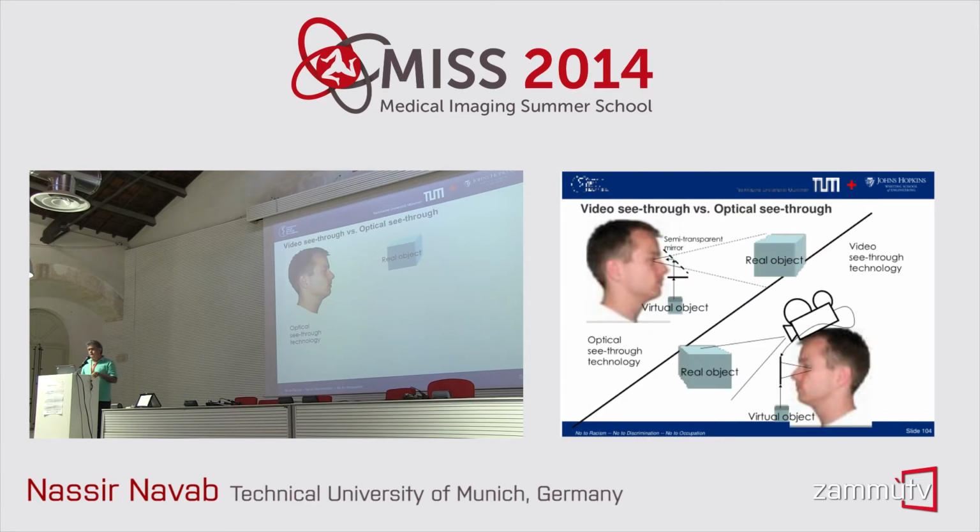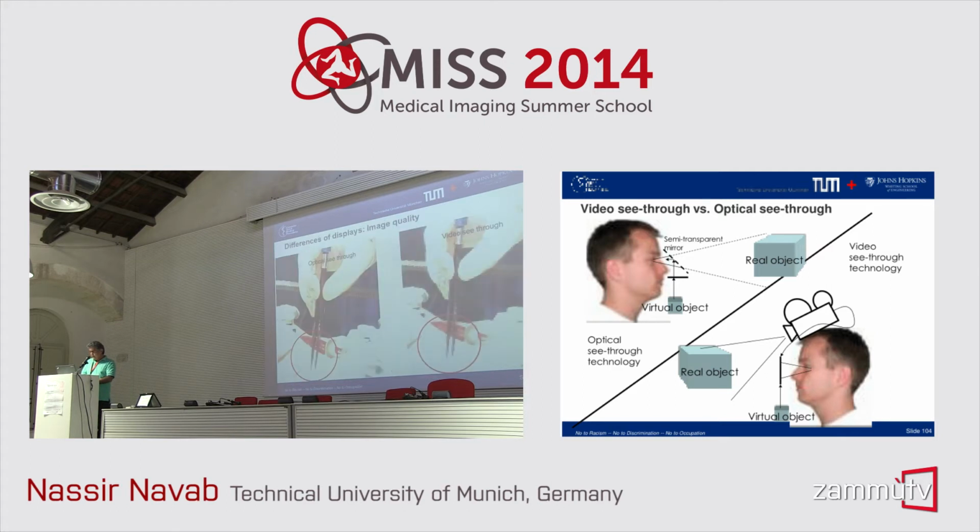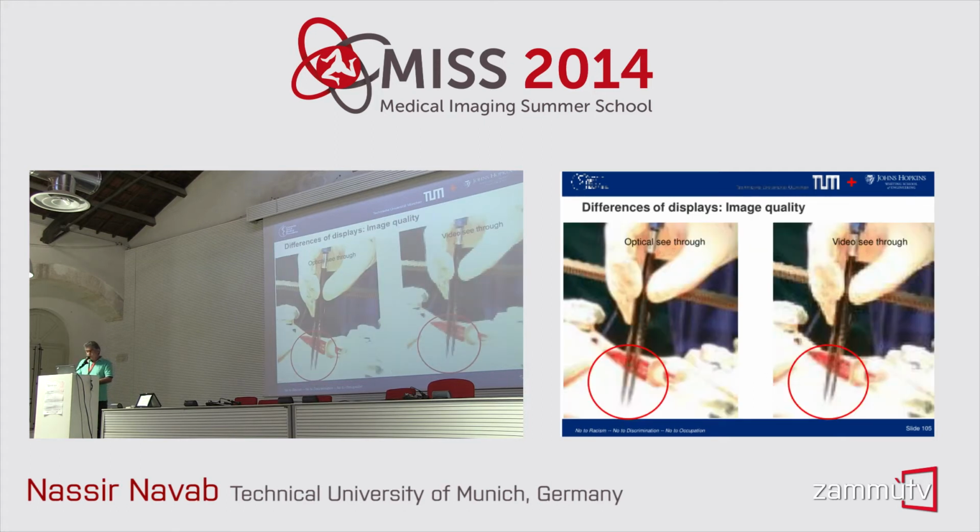So to make the differences clear, I will in particular explain the major differences between optical and video see-through. In optical see-through, you have a display, you have the virtual object here. Usually you have a prism or a semi-transparent mirror, where you can see the real object and the virtual object at the same time. In video see-through, you are seeing the world through videos, one or two. And what some of the differences are is the image quality.